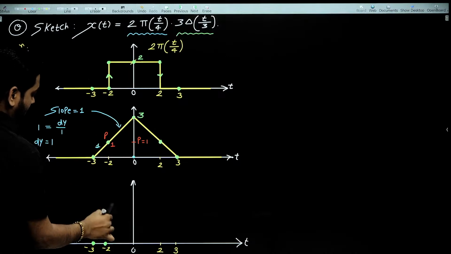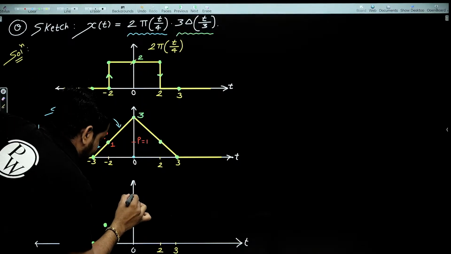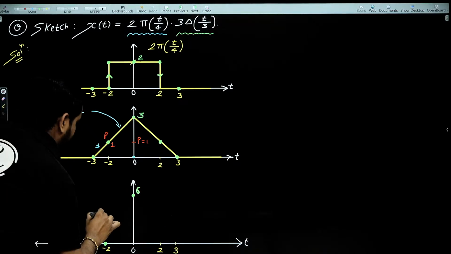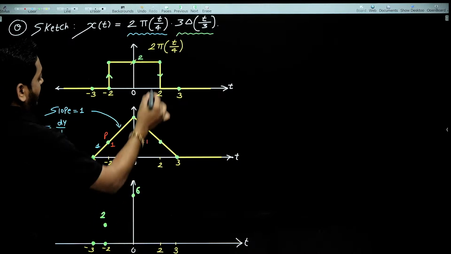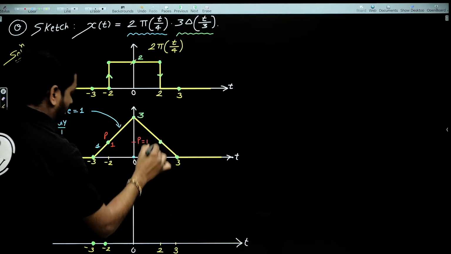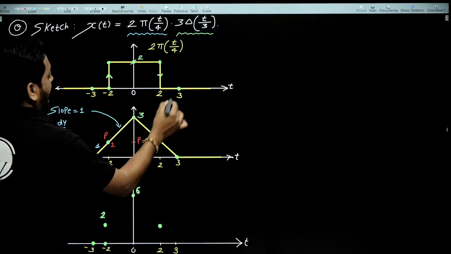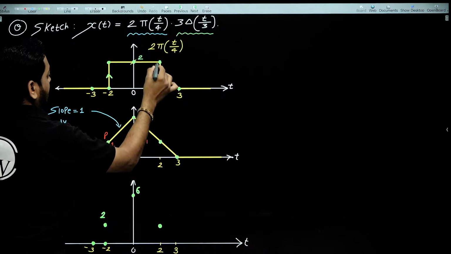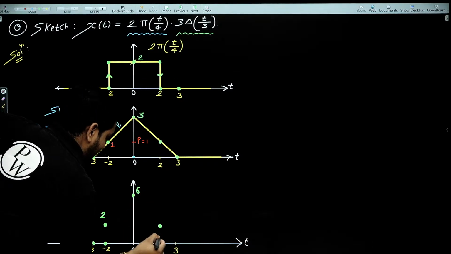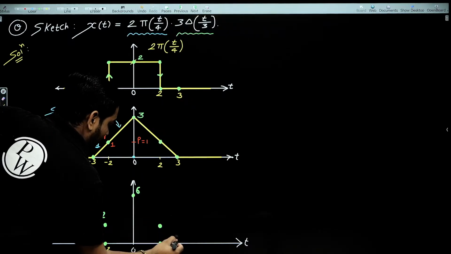2 into 1 is 2. Next, at this point, 2 into 3 is nothing but 6, guys. This amplitude is 2. Again, this is 2 into 1, which is 2. And at this point, 0 into 1 is 0, then 0 into 3 is also 0.